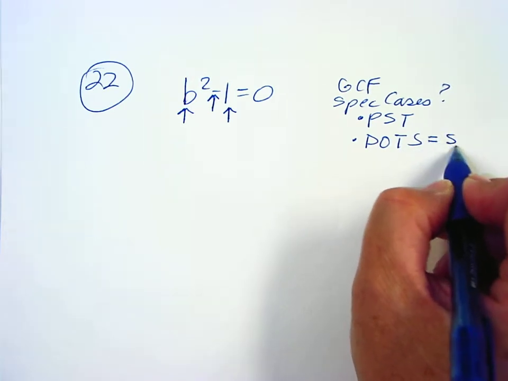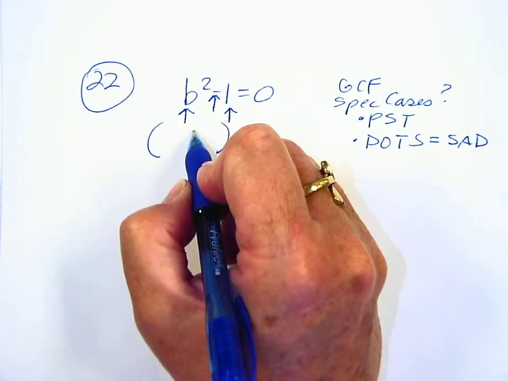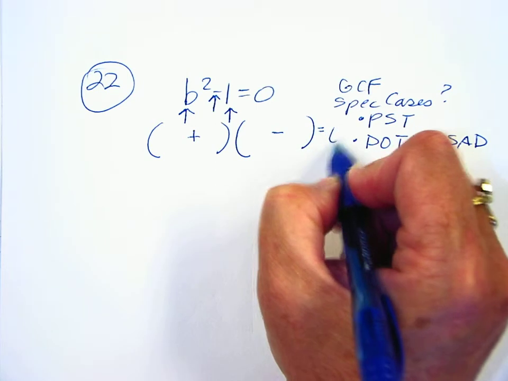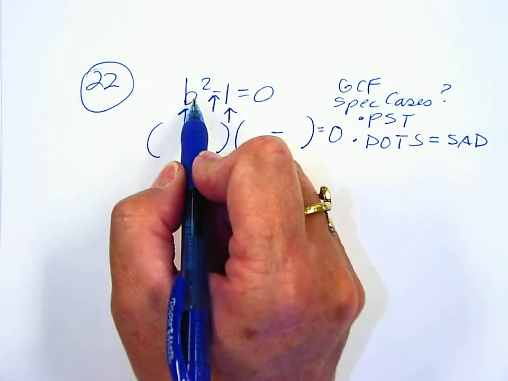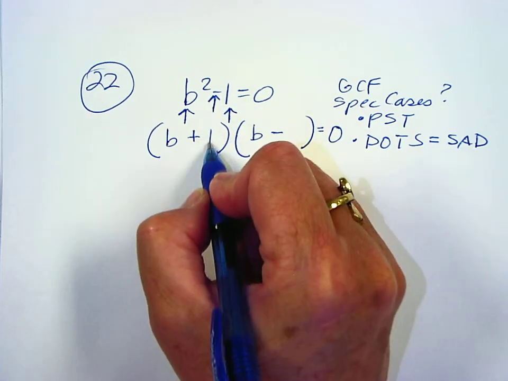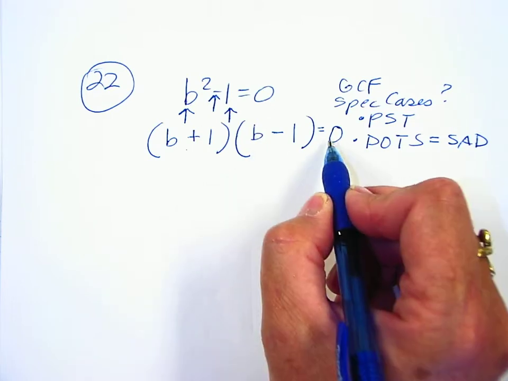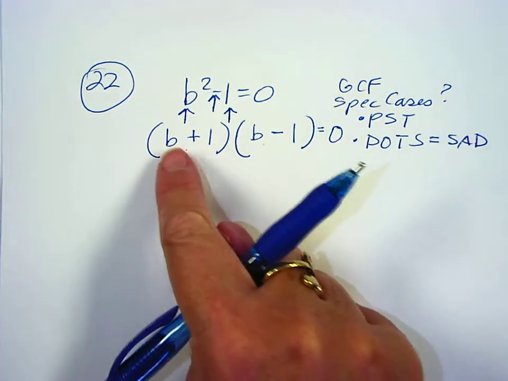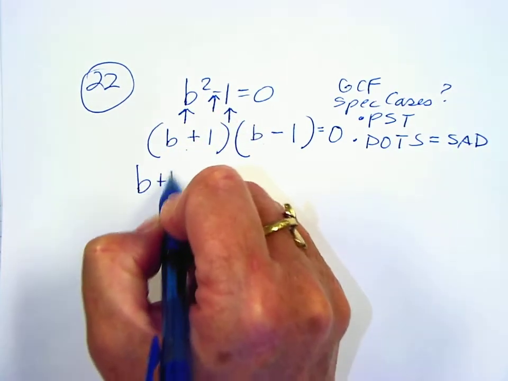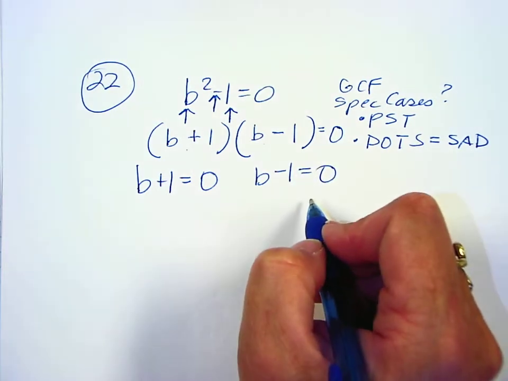So if I'm going to factor DOTS, it's going to be SAD, which stands for sum and difference, and it still equals 0. Sum and difference of what? The square root of b squared is b. The square root of 1 is 1. So b plus 1 times the quantity b minus 1 equals 0. It's completely factored now, but I'm going to solve it. So I'm going to set each factor containing a variable equal to 0. That's my zero product property.